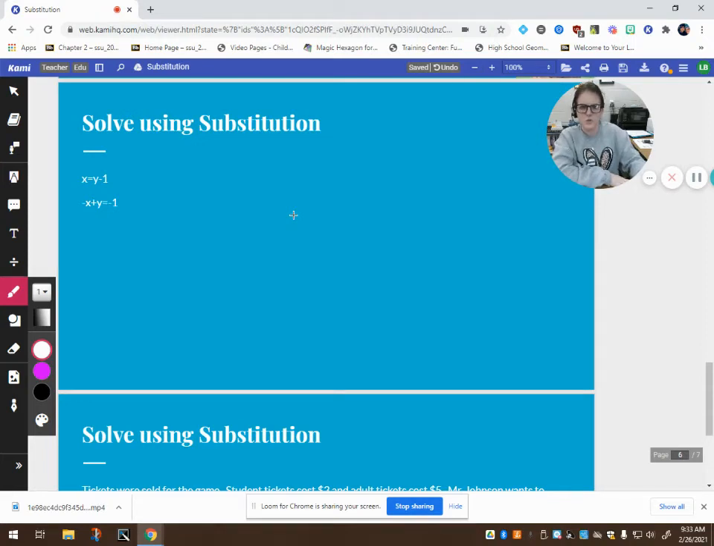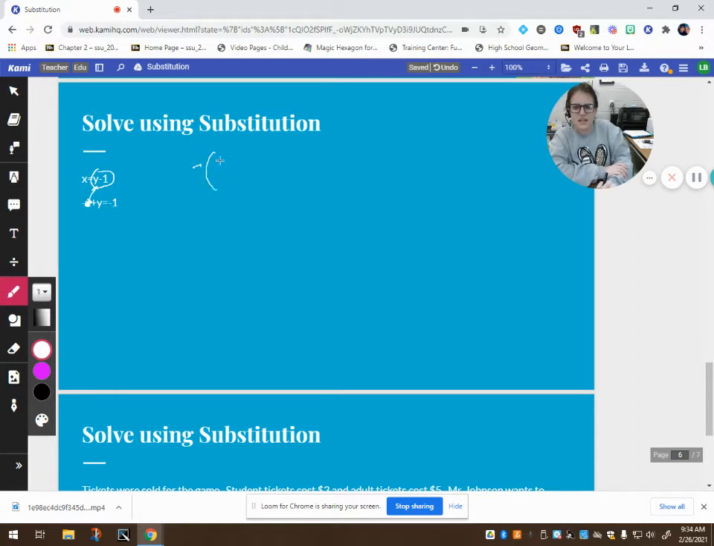Hey guys, I'm going to go over a few more problems on solving using substitution. Again, we look for the variable that's all by itself. We see that x is by itself. It's equivalent to y minus 1. So that means in this equation, I can come down here and take out this x and in its place put what x is the same as.